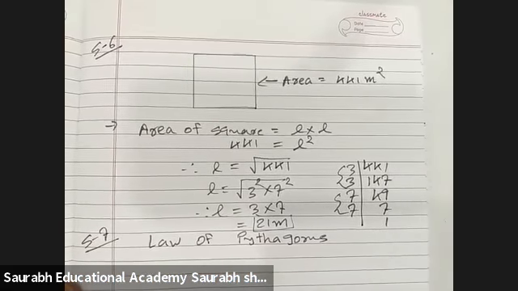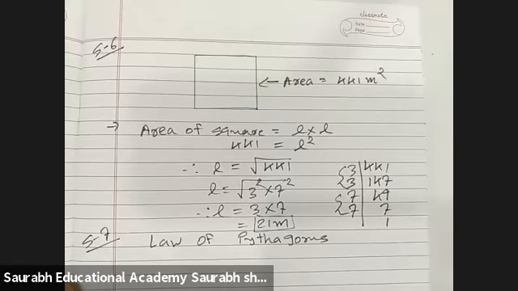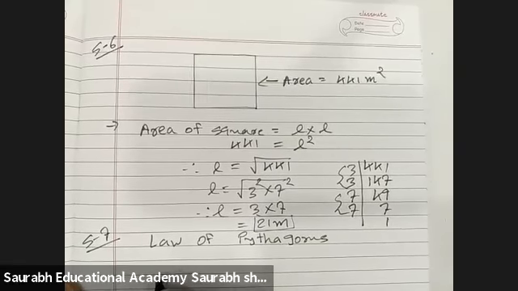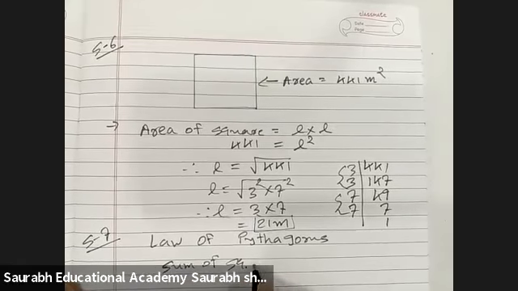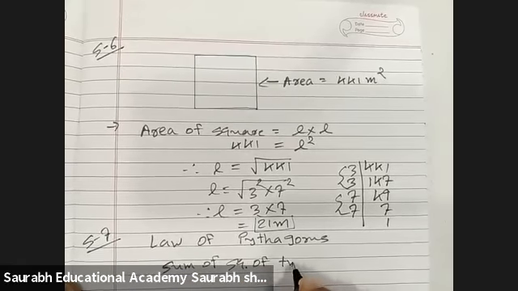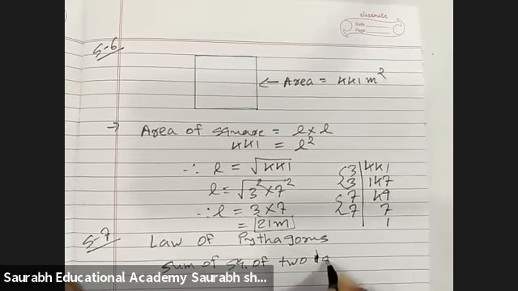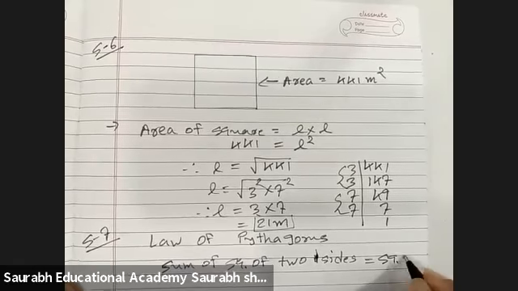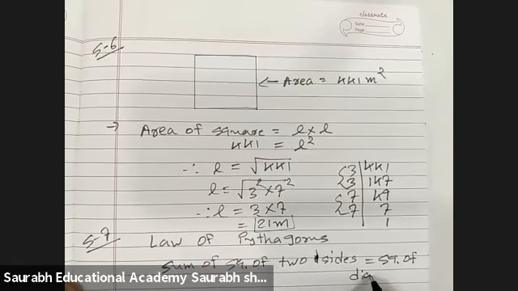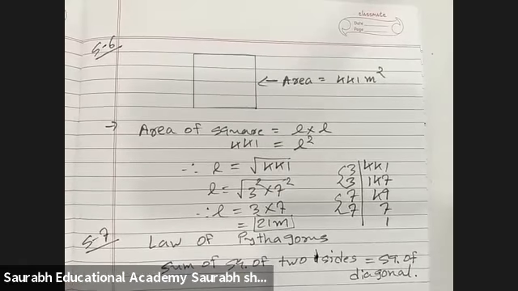What does the law of Pythagoras say? For any right triangle, the sum of the squares of the two sides is equal to the square of the diagonal. Let's check it out.